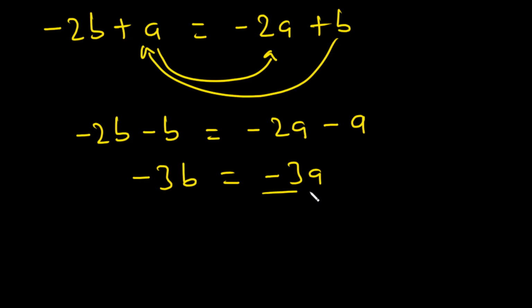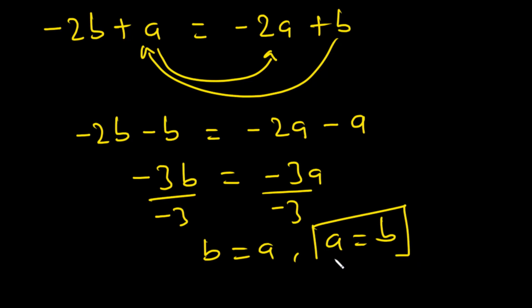We divide both sides of the equation by negative 3, and then we have b equal to a, or in other words, a is equal to b. And then since we have a is equal to b, the function is 1 to 1.